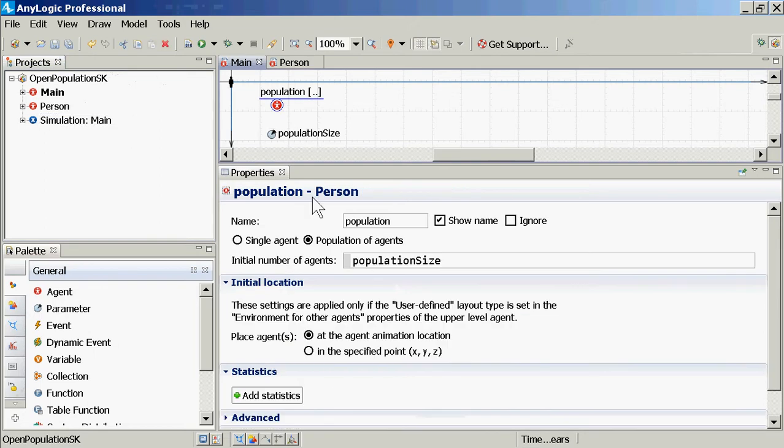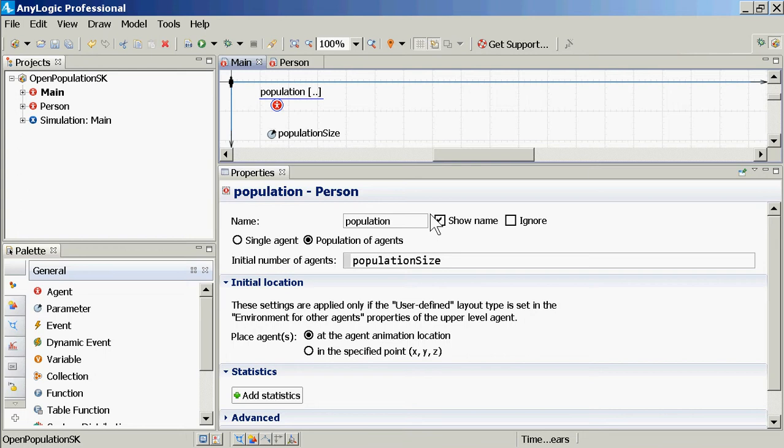So ladies and gentlemen, if you go to the population itself in main, this is going to be new material. It's important material for crafting a new model with an open population. If you go to main and you go to the population within main, you'll notice up here at the top, it'll say initial location. And you'll notice it gives a little warning. It says these settings are only applied if the user-defined layout type is set in the environment for other agents, properties of the upper-level agent. But you can specify a certain location, X, Y, Z, for this individual.